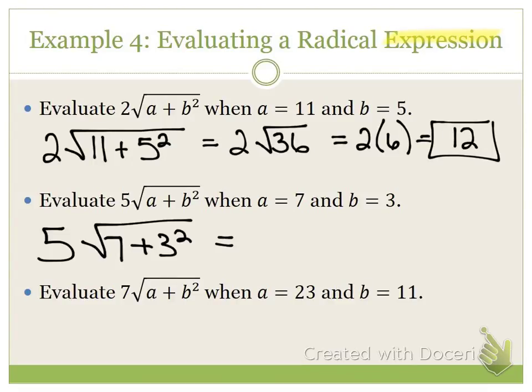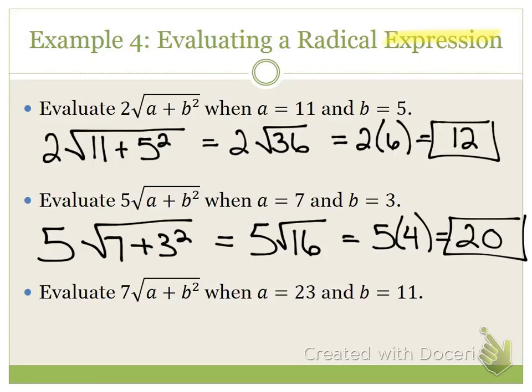So similar here, I make my substitutions. Do I add first or exponents? Exponents. 3 squared is 9. 9 plus 7 is 16. Take my square root and multiply, and I get 20. Okay, did you get 20? Raise your hand if you got 20. Okay, good.